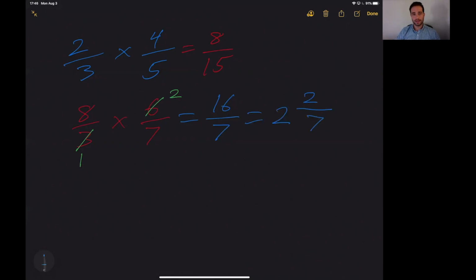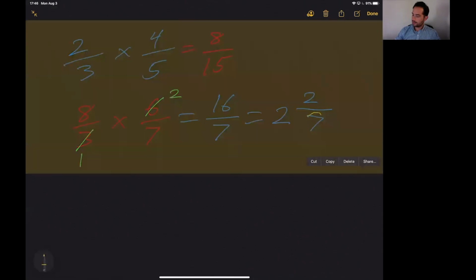That is your final answer. And if you want to check your mixed number to see if it's right, you do something called bottom times side plus top. The bottom, which is the denominator, times the side, which is the whole number, plus the top. So why don't we do that together?